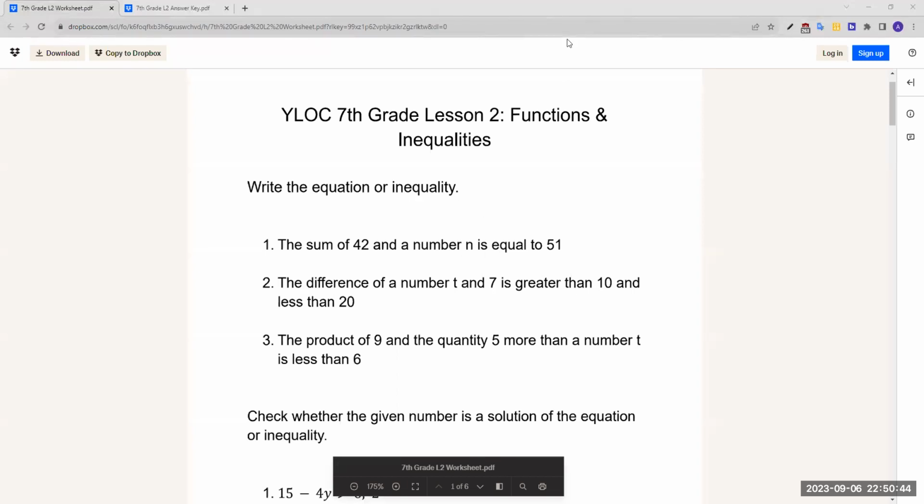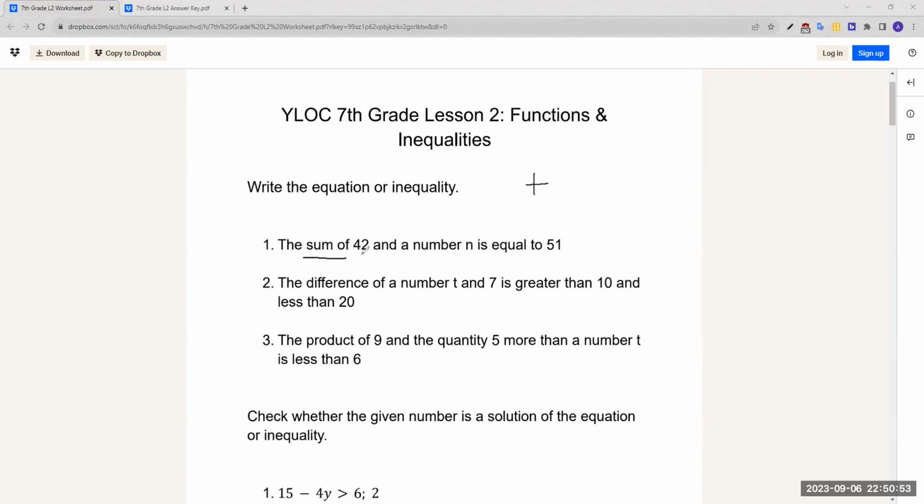Number 1, the sum of 42 and a number n is equal to 51. Right away I know we're going to do addition because it says sum, and I know it's going to be equal to something, and that something is 51. The sum of 42 and a number n means you add 42 and n. So our final answer would be 42 plus n equals 51 for number 1.